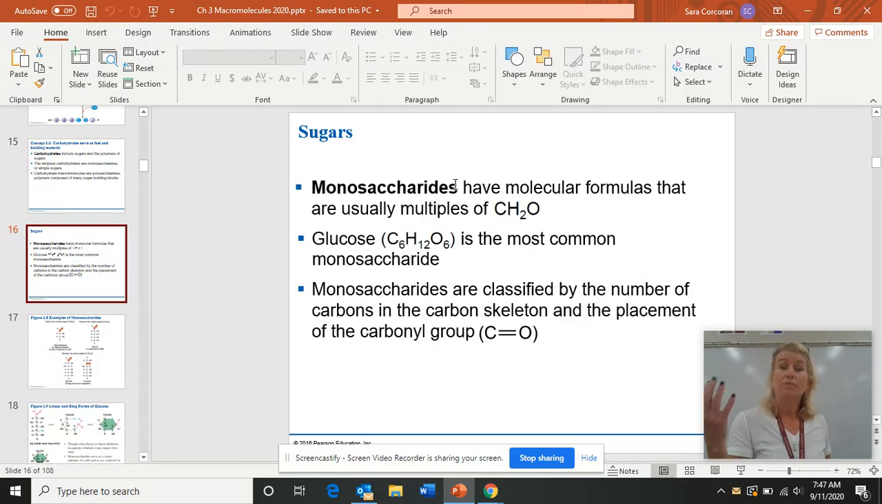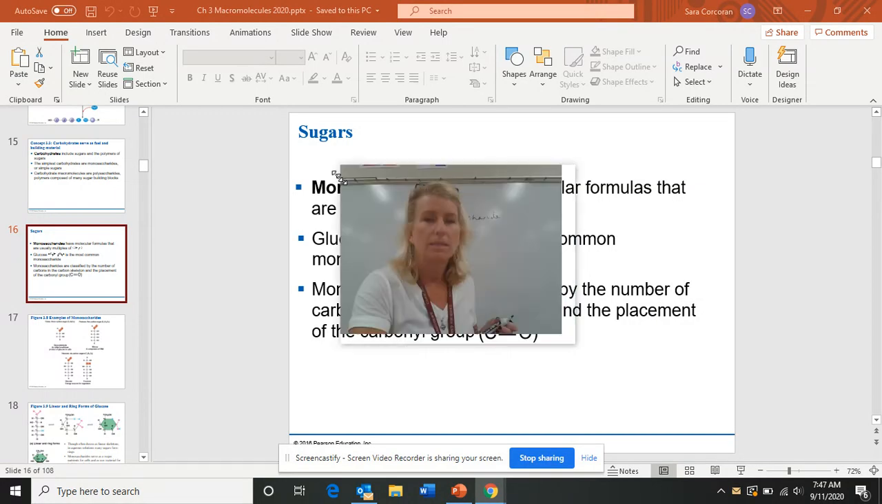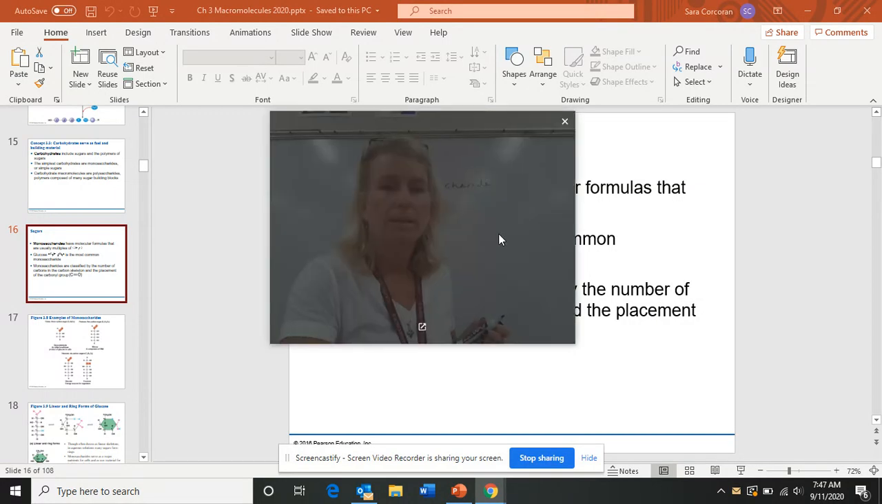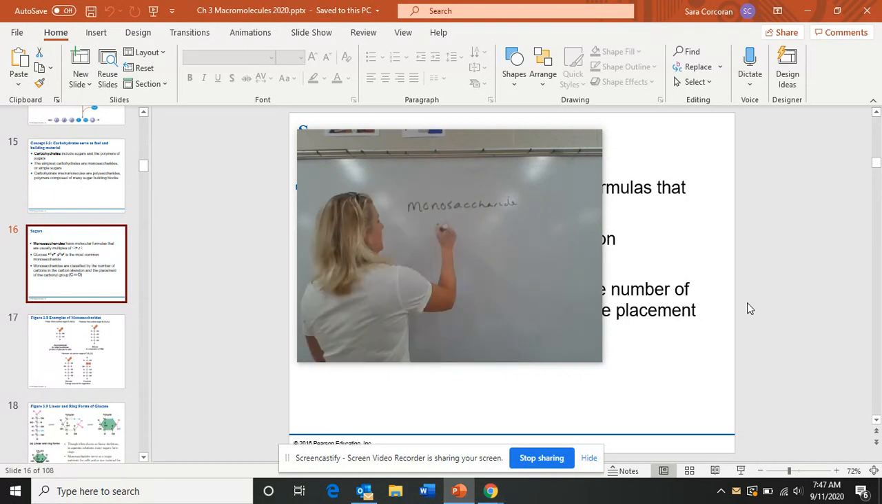Glucose is the most famous monosaccharide, and I'm going to step over here. Hopefully you can see this. Actually, let me see if I learned a new trick. Let's see if it works. Let's see, I can get a little bit bigger. Okay.